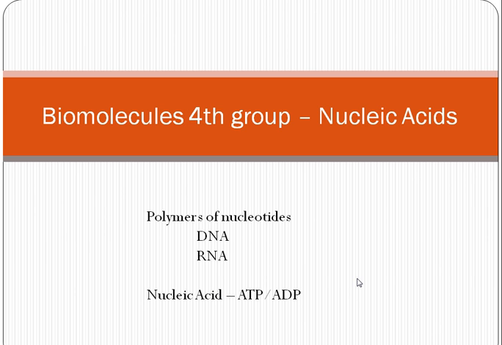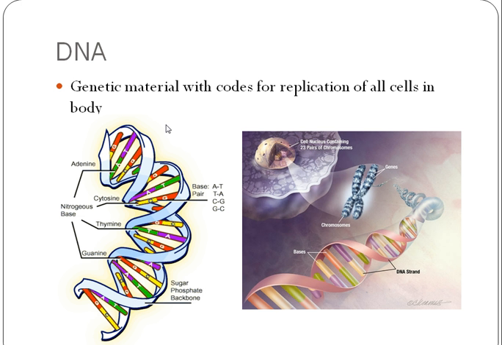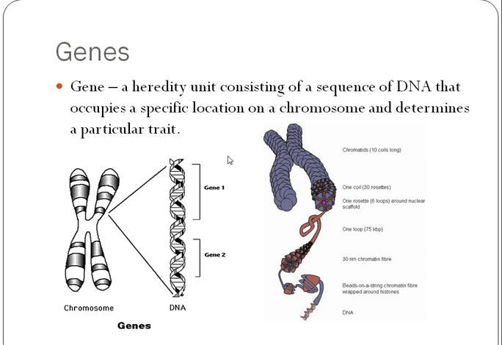All right, now let's talk about nucleic acids. We're talking about DNA and RNA, and then we'll talk a little bit about ATP and ADP. All right, DNA is a genetic material that codes for everything in our body, contained in the nucleus. And it's what makes up genes, which are the traits that are passed down in our chromosomes.